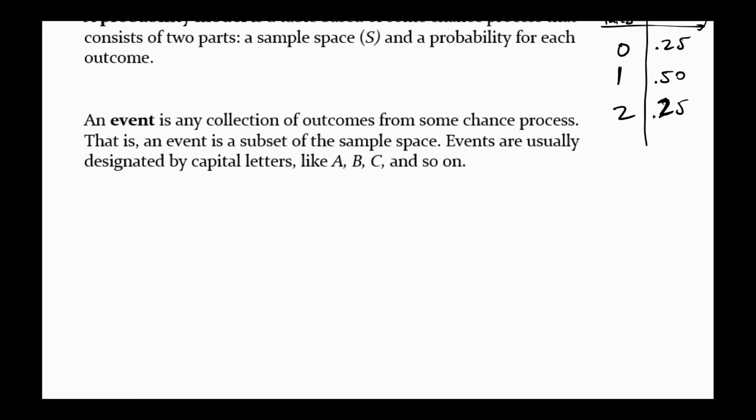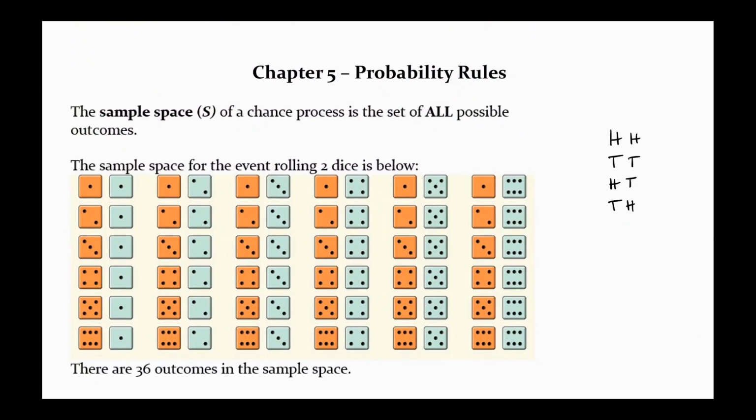Okay? Last thing. An event. An event is anything that happens. It's a subset of the sample space. Okay? So an event could be, what's the probability of me rolling a 1 and a 1? 1 out of 36, right? Probability of me rolling a sum of 6. 6 dots. When I roll, I get 6 dots. Which ones have 6 dots?